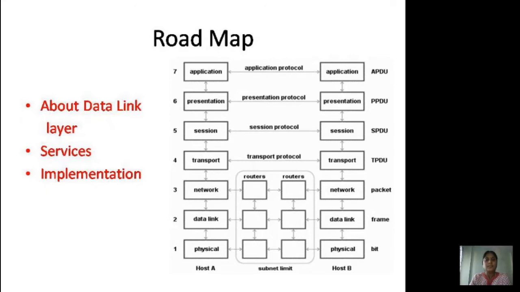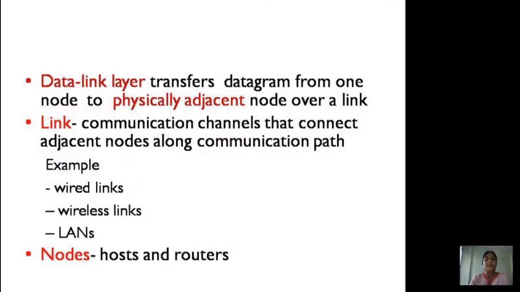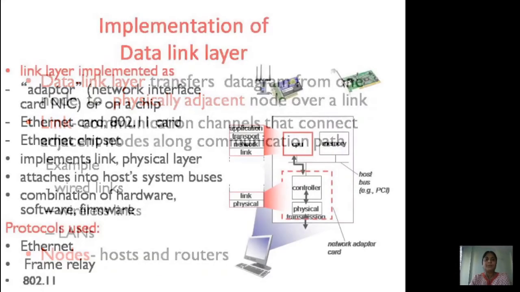Data link layer is the second layer of the ISO OSI reference architecture model of computer networks. Data link layer transfers a datagram from one node to a physically adjacent node over a link. A link is nothing but a communication channel that connects the nodes along the communication path. Examples of links are wired links, wireless links and LANs. Nodes may be a host or a router.